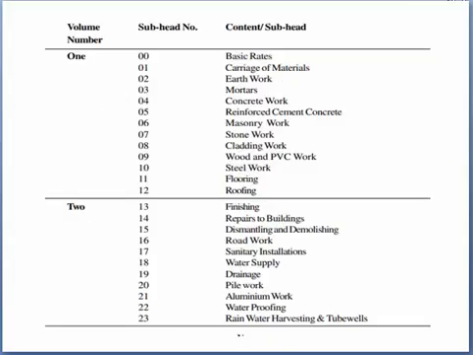This is the content for Volume 1 and Volume 2. Volume 1 includes 12 units, starting from the basic rates to the roofing. Then Volume 2 starts from finishing, which is the 13th unit, to the last, which is rainwater harvesting and tube wells, that is chapter number 23. So this is the table of contents for the analysis of rates issued by the Central Public Works Department.